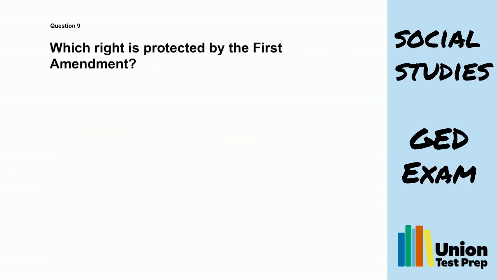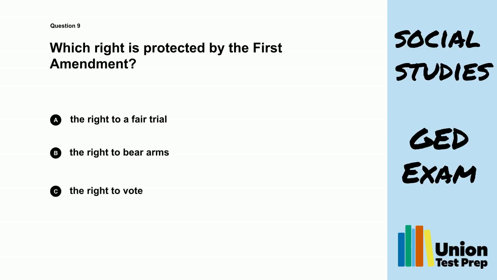Question 9. Which right is protected by the First Amendment? A. The right to a fair trial. B. The right to bear arms. C. The right to vote. D. The right to freedom of speech.